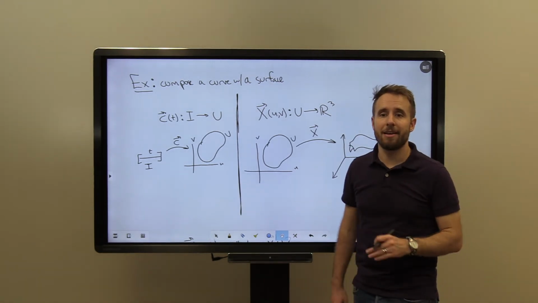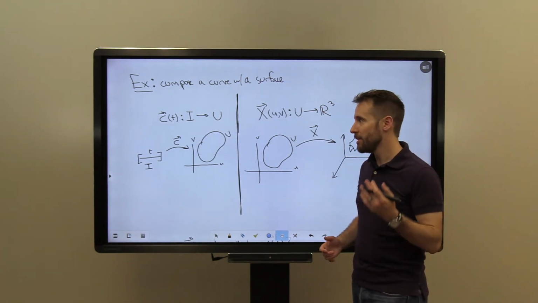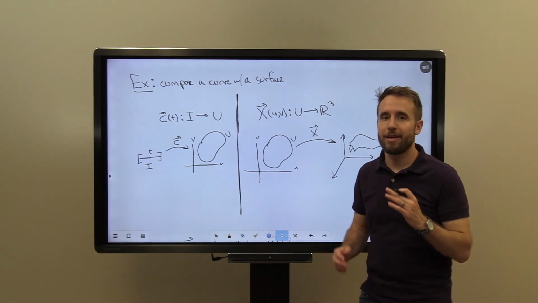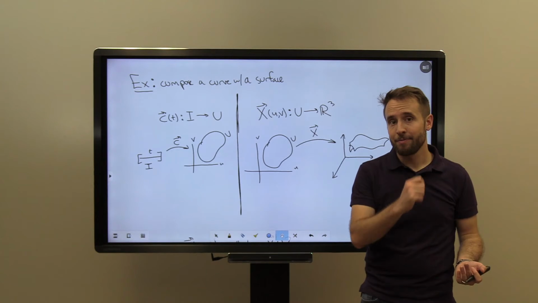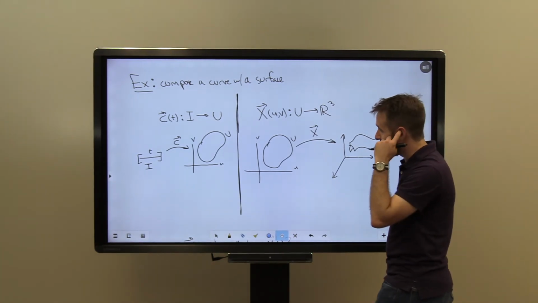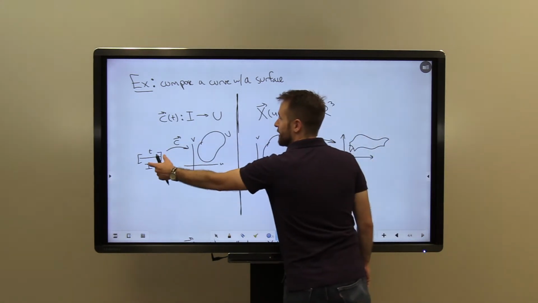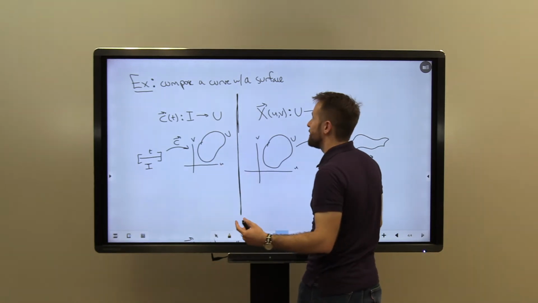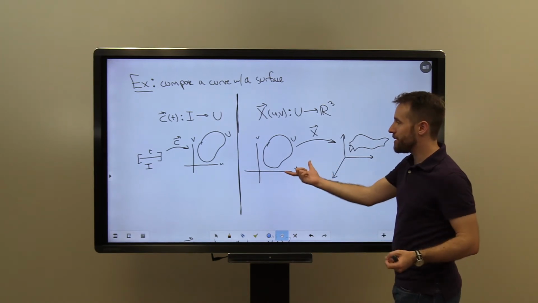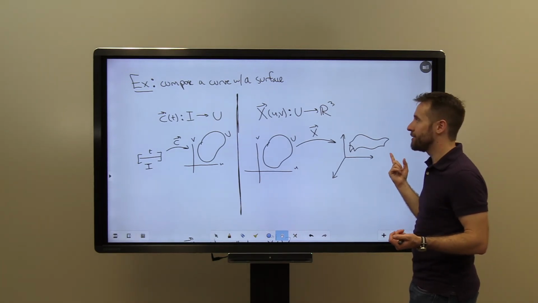And so for this example, we are going to look at one that will be very helpful for us in the near future. We are going to compose a parameterized curve into R2 with a parameterized surface into R3. Specifically, I'm going to be looking at two vector-valued functions. I have my c of t, going from some interval into two-dimensional space. And then I have my x of u comma v, going from two-dimensional space, my set U, into three-dimensional space over here.